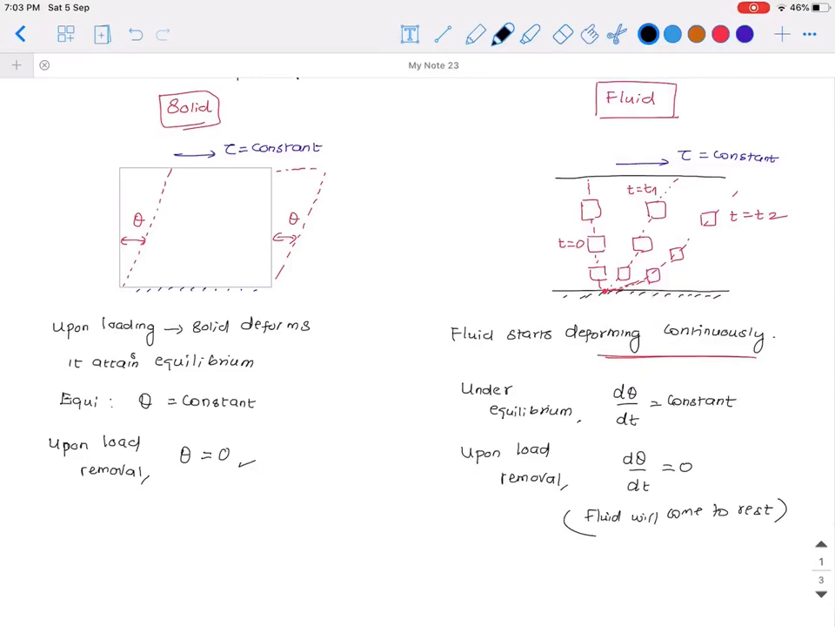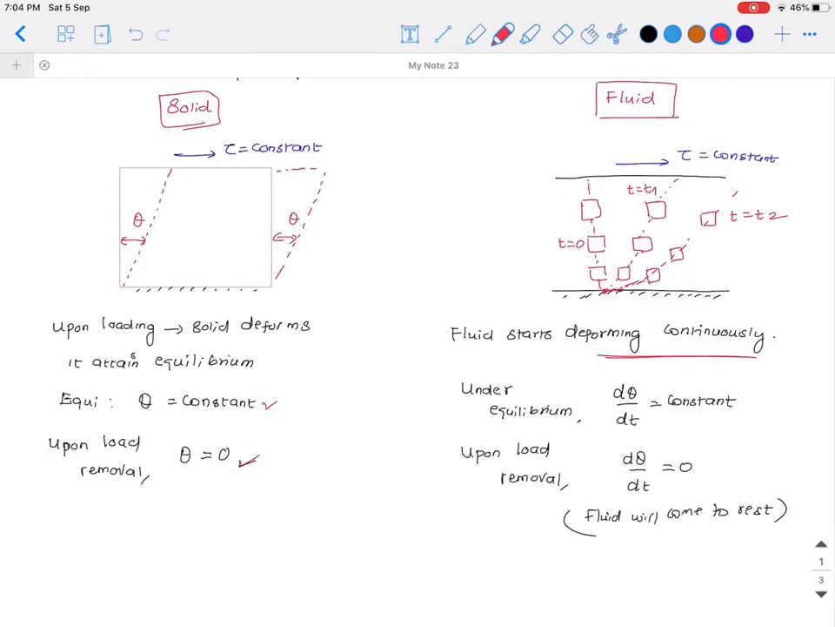We take a solid subjected to a constant shear force. Under equilibrium, the body will attain an equilibrium, and under equilibrium, the deformation becomes a constant. Okay, you remove the load, and if the body is deformed within the elastic limit, the body comes back to its original position, making the deformation zero everywhere.